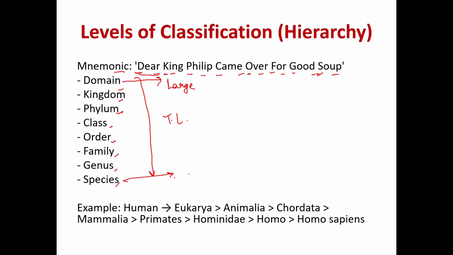The smallest unit of the taxonomy hierarchy is species. So humans are eukaryotes and come in Animalia. They are Chordata, Mammalia, Primates, Hominidae, Homo, and Homo sapiens. This is the sequential order.